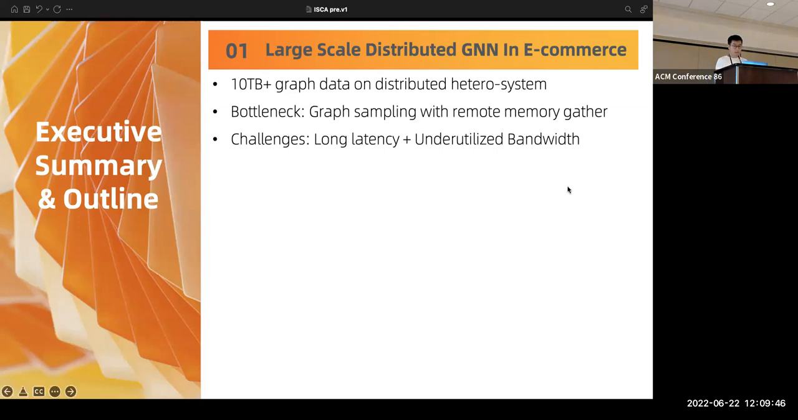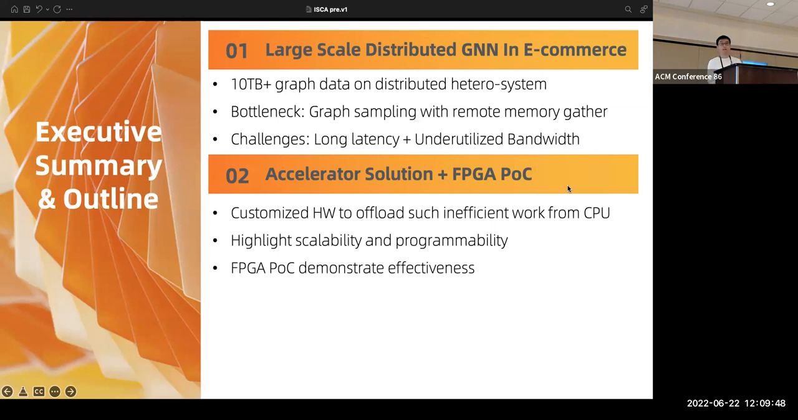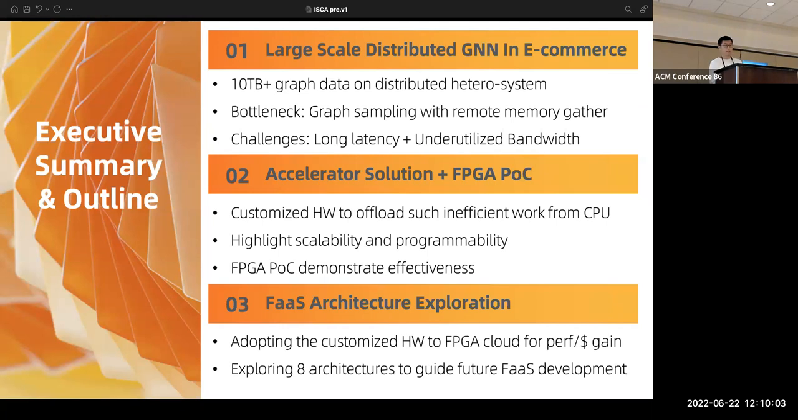So our solution is to provide a customized hardware design to offload those inefficient workloads from the CPU and provide high availability and scalability. We validated the hardware with the FPGA prototype, and based on that, we discussed how to deploy it on the FPGA cloud, providing a high performance per dollar. And we also did a design space exploration to show what future cloud FPGA architecture could be, and pros and cons with regard to GNN performance.